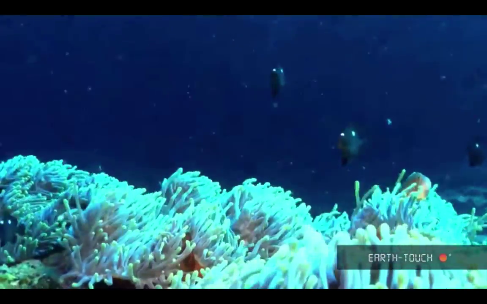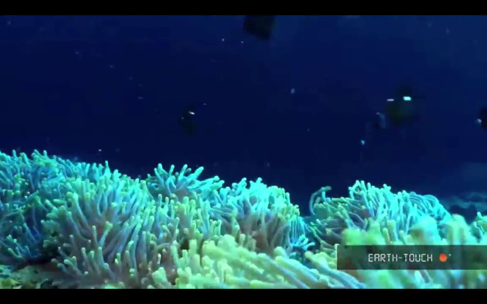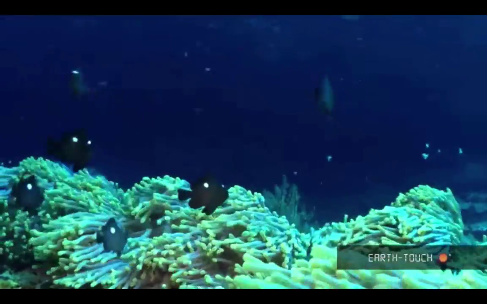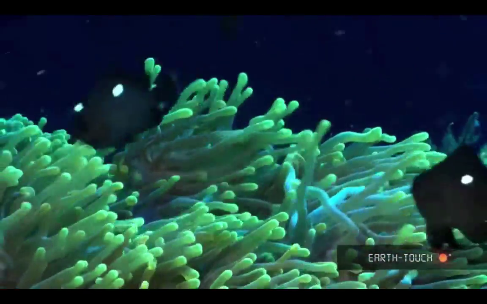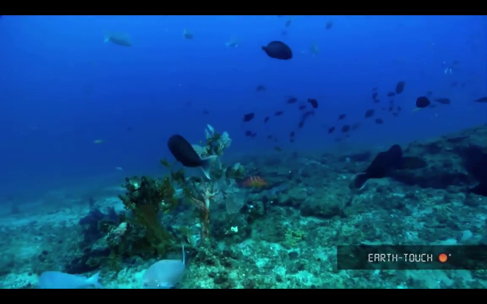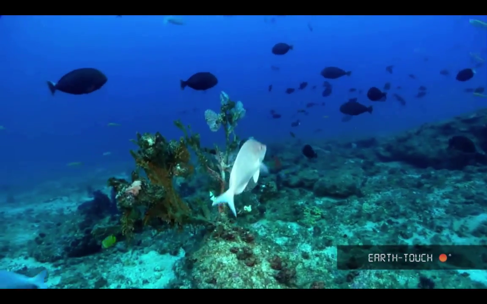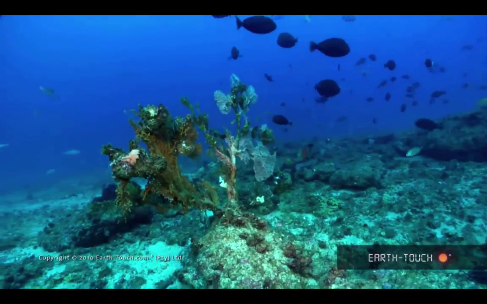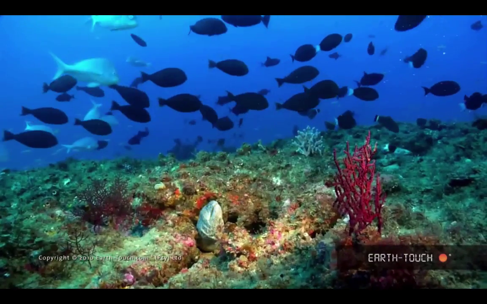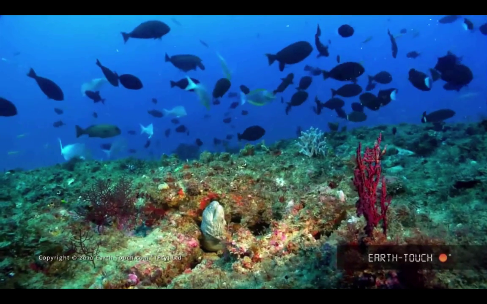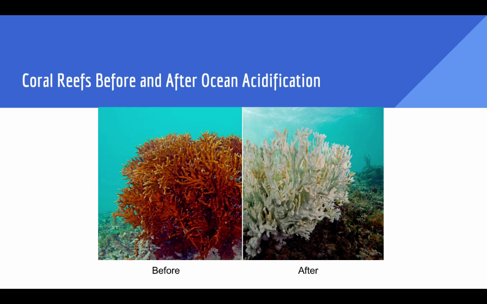And as weeks go by with that same high temperature, the zooxanthellae, which the coral depends on for food, leaves the tissue. Without the zooxanthellae, the coral turns white because zooxanthellae produces color for the coral. When the coral is white, it is unhealthy and is less able to fight diseases. Here's an example of before and after ocean acidification.